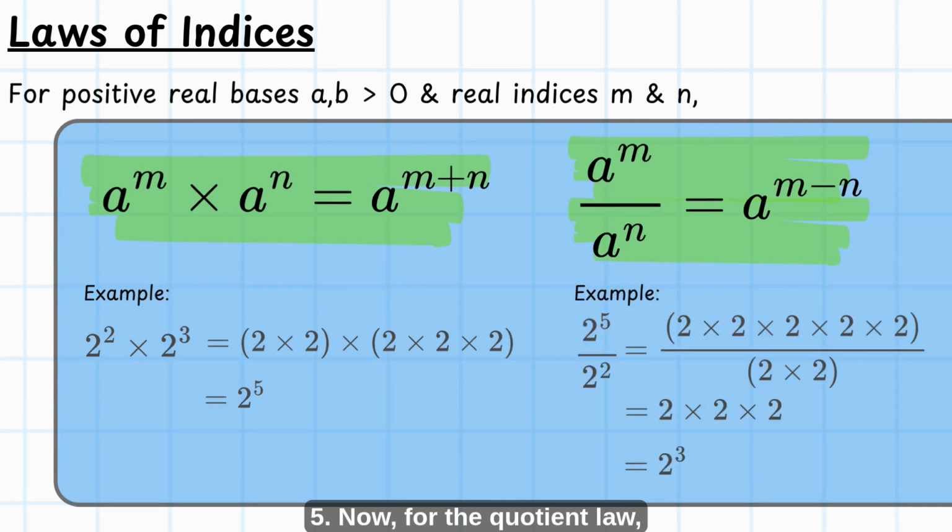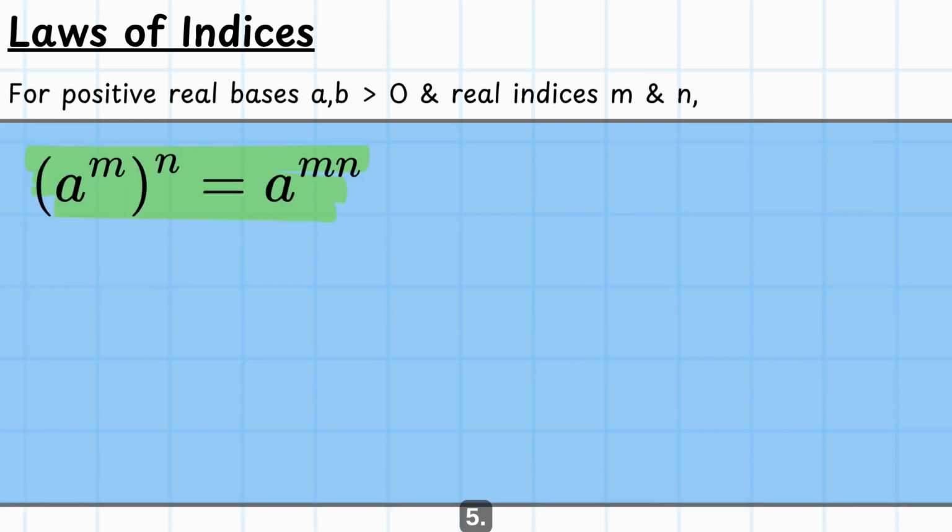For the quotient law, when dividing 2 with an index of 5 by 2 with an index of 2, we are left with the multiplication of three 2's. This gives the same result as 2 raised to the power of 3. The new power is obtained by subtracting 2 from 5.